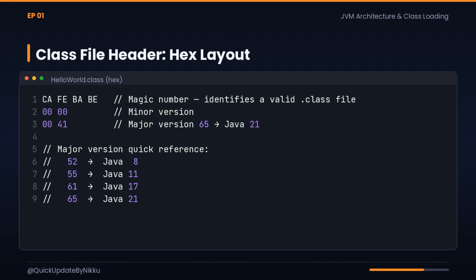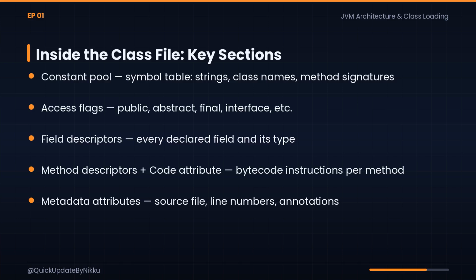These are the first 8 bytes of any Java 21 class file rendered as hex. The magic number 0xCAFEBABE was chosen by James Gosling's original team partly as a nod to Silicon Valley coffee culture, and partly because it made class files trivially identifiable. The minor version is almost always 0, the major version is what you need to track when managing multi-version deployments or diagnosing version errors. After the header, the class file is organized into well-defined sections.